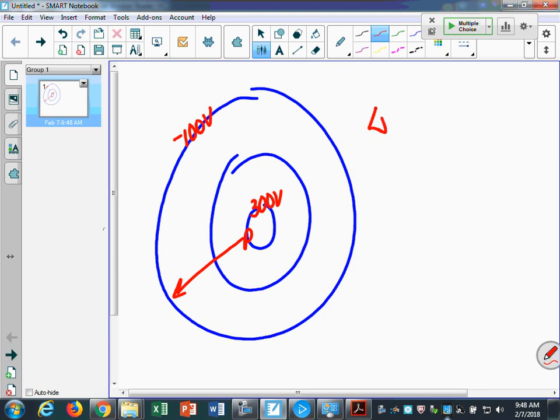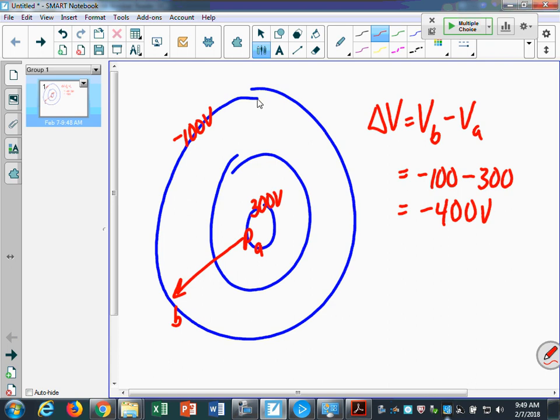So here, delta V, that's my potential difference. I'll call this point A, I'll call this point B, is equal to V_B minus V_A. That is potential difference, the difference in potential between 2 different points. And so that's going to be minus 100 minus 300, so it's minus 400 volts. I'm not really going to worry about the negative sign here. I'm just really looking for the magnitude of the speed. So I'm going to leave off that negative sign. But it goes through a potential difference of 400 volts.